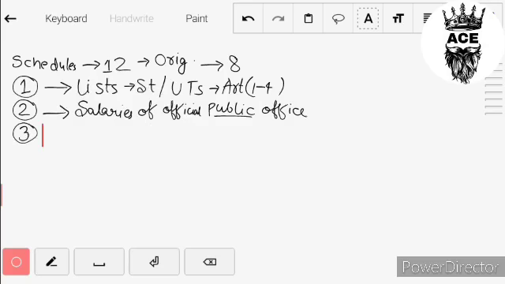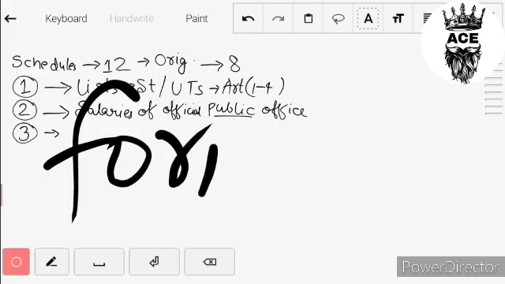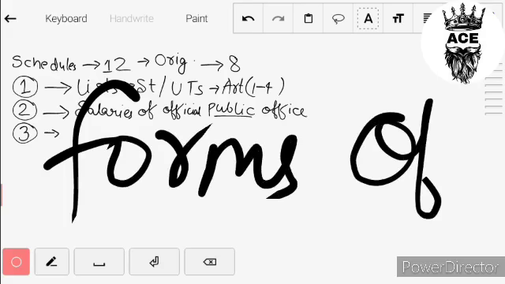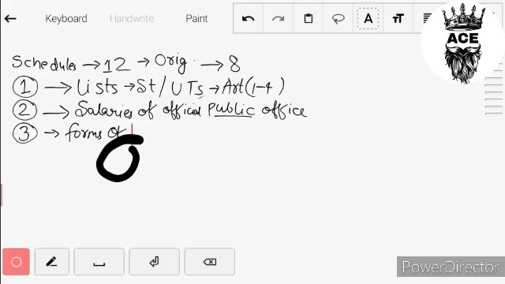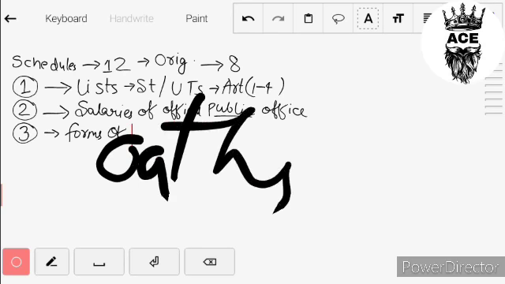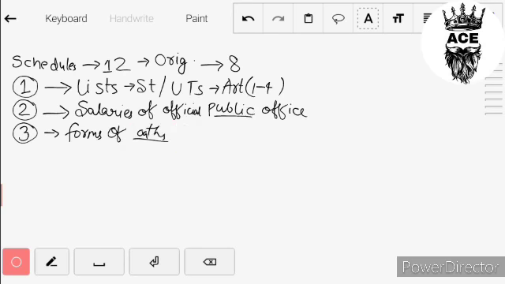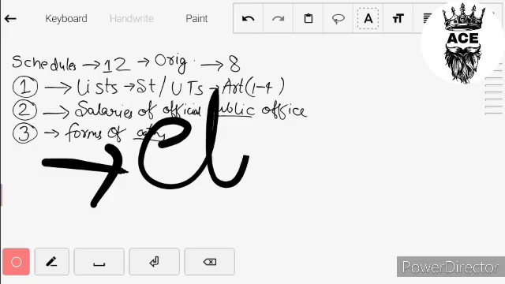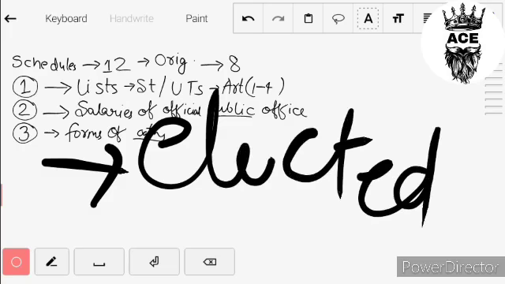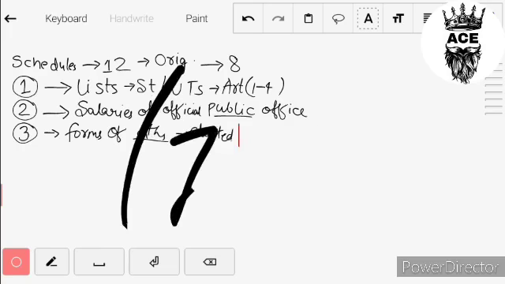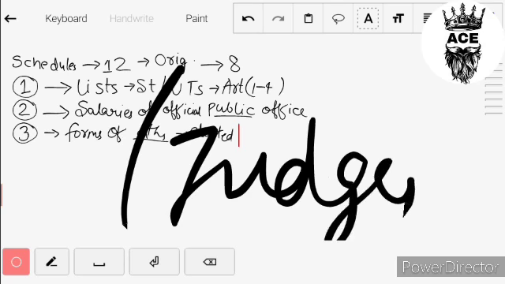Schedule number 3 has the forms of oath. Whatever the forms of oath are, they have been discussed in the third schedule. But the oaths of what? The oaths of the offices for the elected officials as well as judges, elected officials and judges.